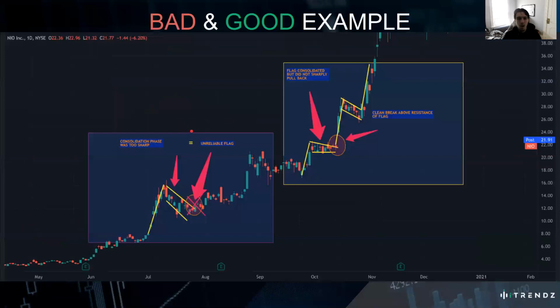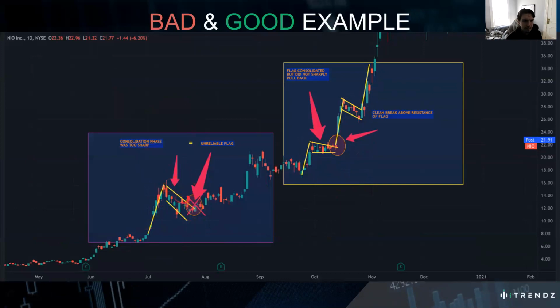So this is a great example on NEO here of both a good and a bad flag, back to back, literally. This flag right here was taken over about a month, and then this stair step up pattern here was about a month and a half, right?